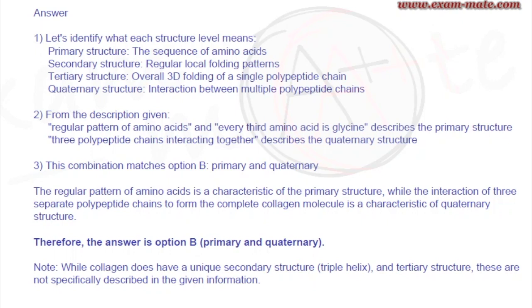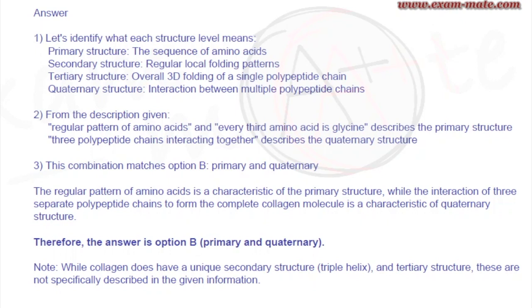2. From the description given, regular pattern of amino acids, and every third amino acid is glycine, describes the primary structure. 3 polypeptide chains interacting together describes the quaternary structure. 3. This combination matches option B, primary and quaternary.